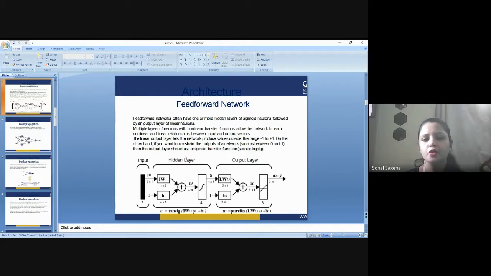Multiple layers of neurons with non-linear transfer functions allow the network to learn non-linear and linear relationships between input and output vectors. The linear output layer lets the network produce values outside the range -1 to +1. On the other hand, if you want to constrain the outputs of a network to between 0 and 1, then the output layer should use a sigmoid transfer function such as logsig. Here you can see the diagram. This one is the input layer, and this is the hidden layer that we have here.